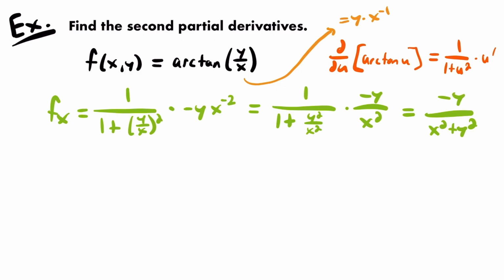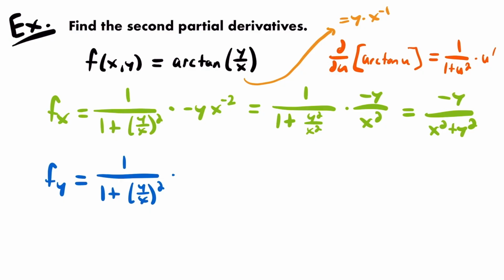Let's also find the first partial derivative with respect to y. So that would be f_y, and that will be equal to a very similar derivative. We're still taking the derivative of arctangent of y divided by x, but now with respect to y. And we still have to use this derivative rule because y is also inside of the arctangent function. So once again, we will have 1 divided by 1 plus (y divided by x) squared, but now we're multiplying by the derivative of that inside function with respect to y.